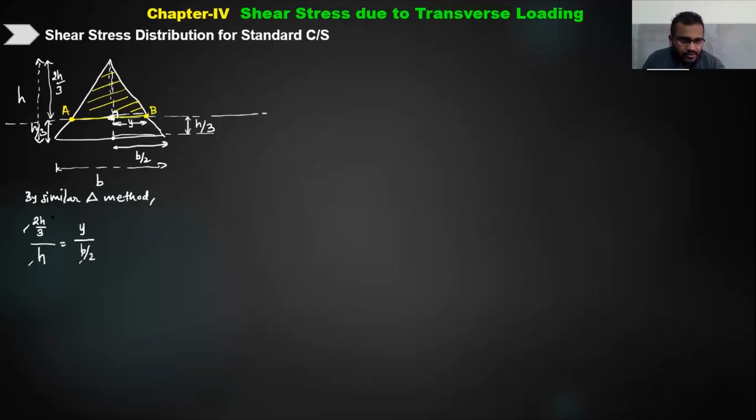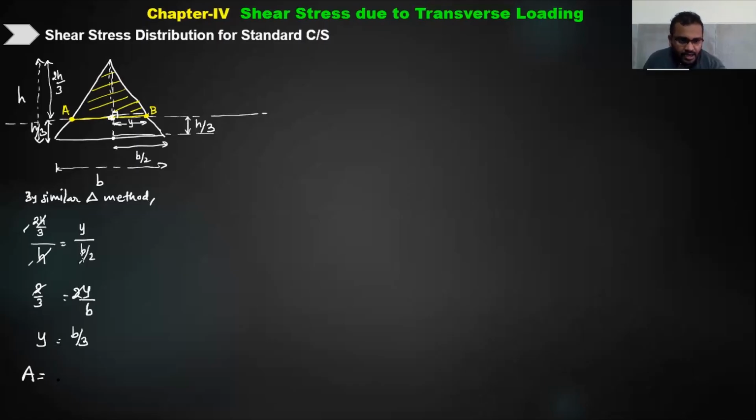So b, h and h cancel here, so I get 2 by 3 is equal to y upon b. Sorry, this is b. So 2 also gets cancelled, so y is equal to b by 3. Okay, so we got y is equal to b by 3, and therefore the base of that triangle will be 2y. So what is the area of that section?